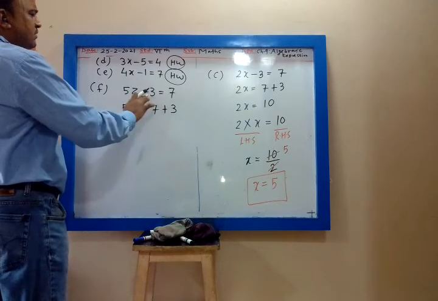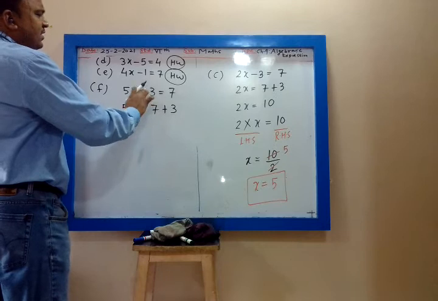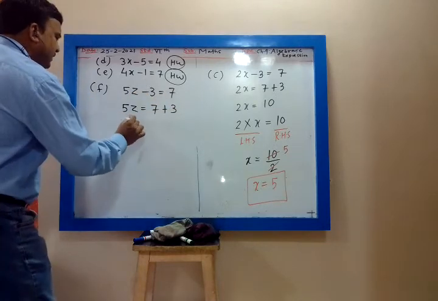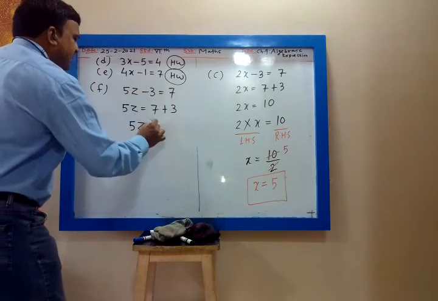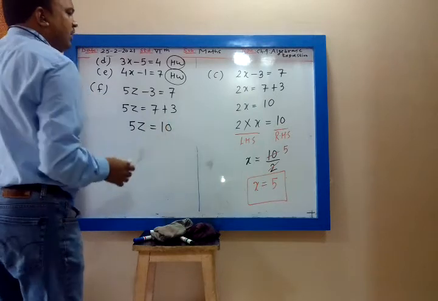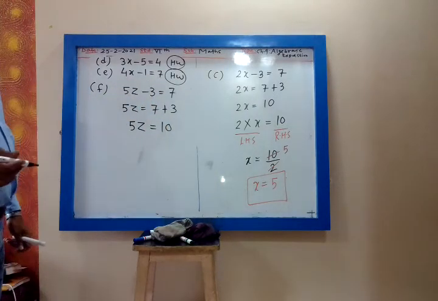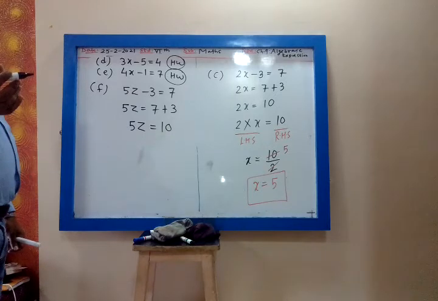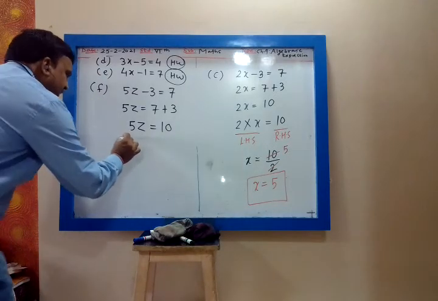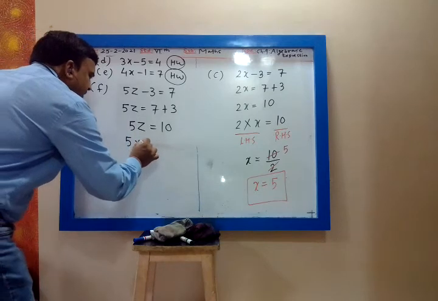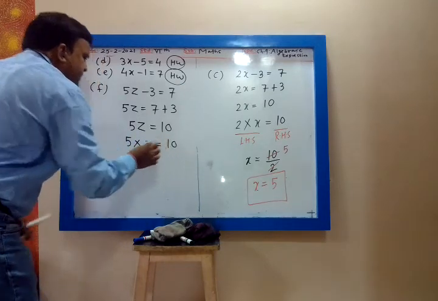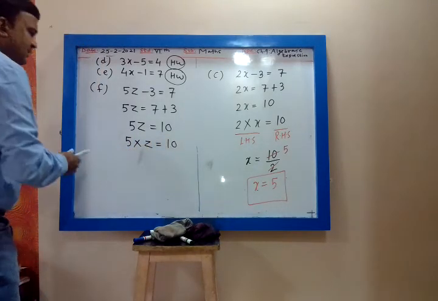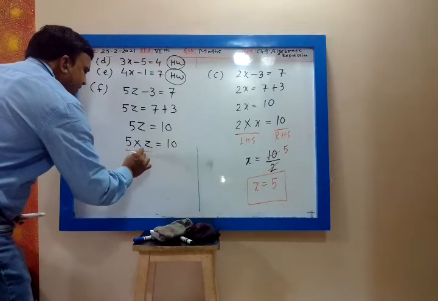5z is equal to 7 plus 3. We take minus 3 on the right hand side, it becomes plus 3. So 5z is equal to 10. Now what do you mean by 5z? 5 into z. 5 into z is equal to 10. 5 into z, this is my left hand side.